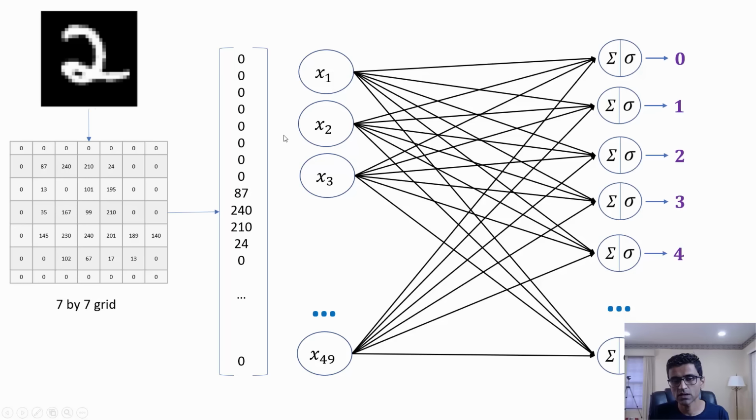And this is a 7 by 7 grid. So this array will have a total of 49 elements, and then you can have 49 neurons in your input layer. So this 0 goes to x1, this 0 goes to x2, and so on. The 87 will go to x9 and so on. And these values now can be propagated into this neural network, which has 10 output neurons. So this neural network doesn't have any hidden layer. It has just an input and an output layer.